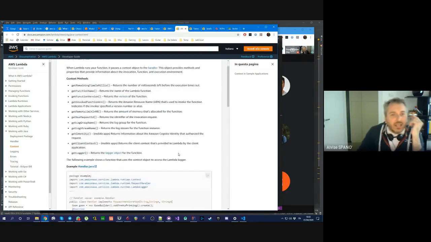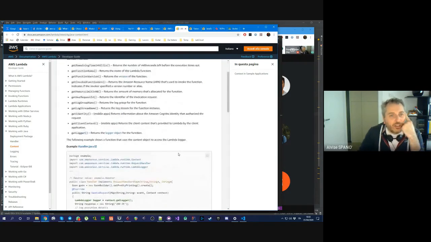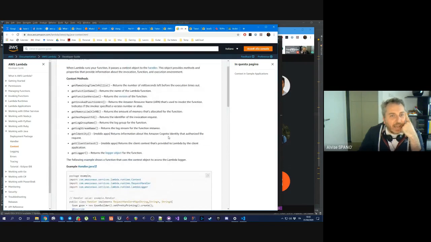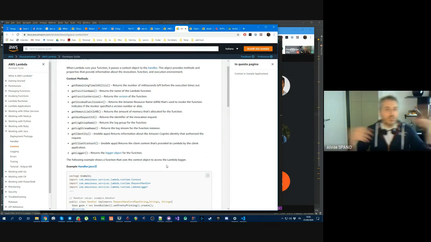Well, this is just a series of examples of the API that the programmer has for interacting with the handler and with the context, because you have a context within your handler, and the context is just an object that you can call methods on, and you can get the name, the version, the limit, the group name, etc.